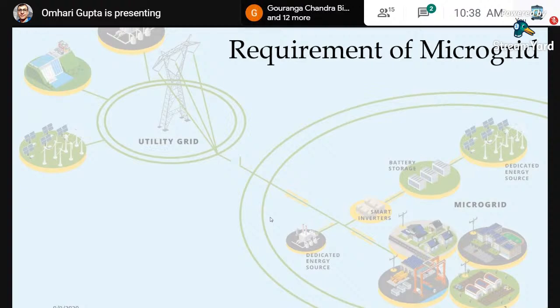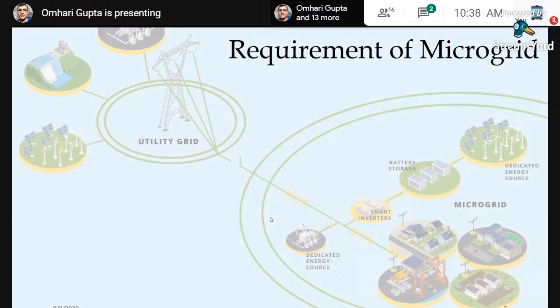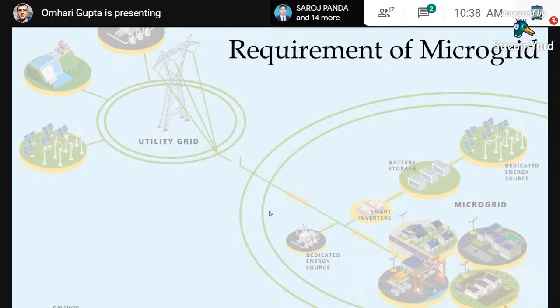Okay, which consists of small generations that can range between several kilowatts to a few megawatts. Okay, so n number of generations you can attach to the distribution side, and sometimes you may be able to supply your local load, and whenever it is possible, you can operate this microgrid in an autonomous mode, or we can say in islanded mode.